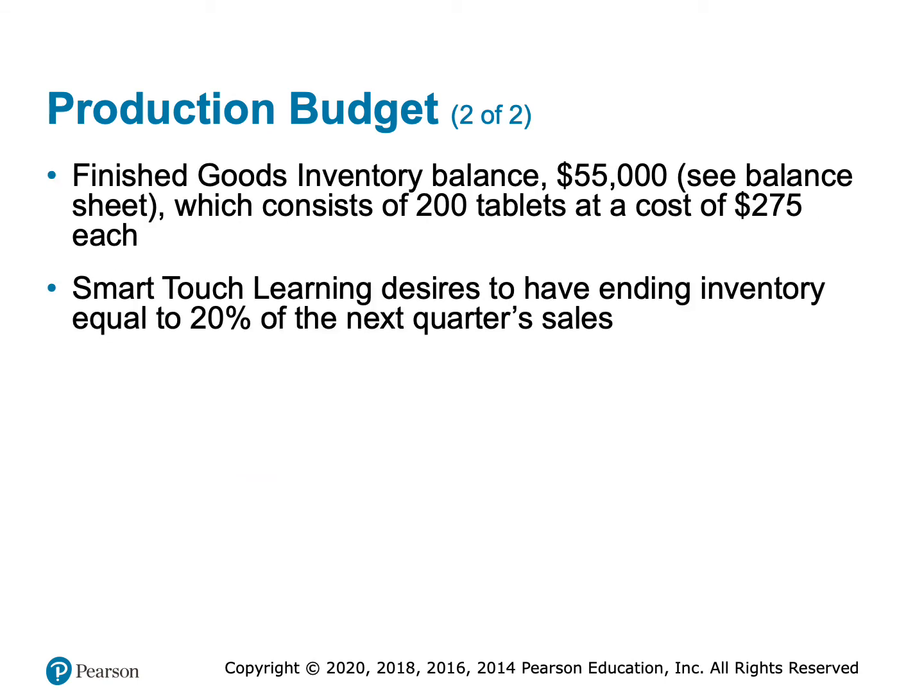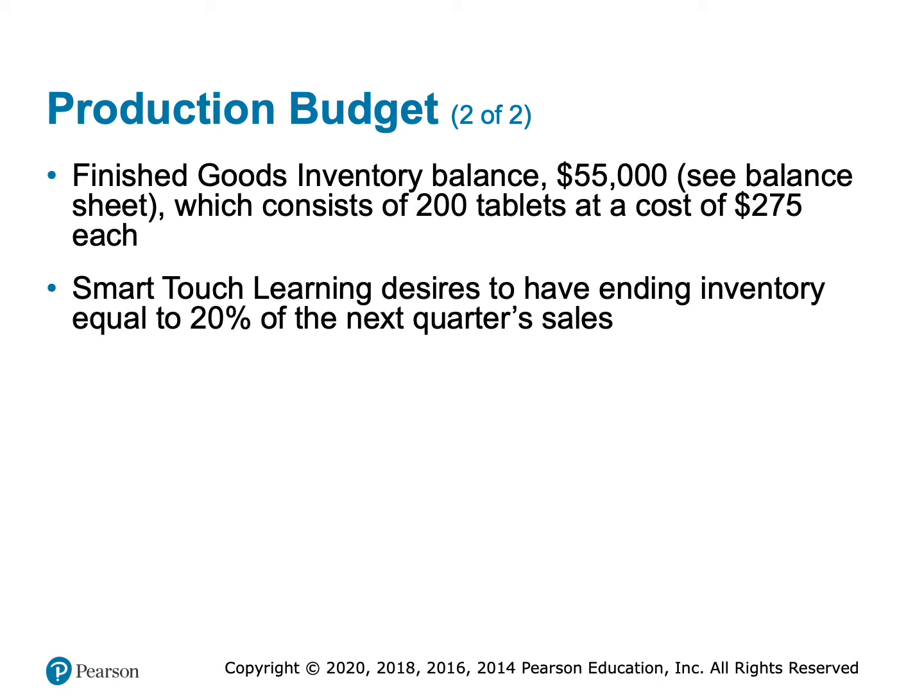So we're told that $55,000 of finished goods inventory, which comes from the balance sheet, if you flip that over and look at it, is 200 tablets at a cost of $275 each. So if you take 55,000, divide it by $275, so that was my cost of goods sold last year, $275, then I get 200 tablets. So I already have 200 tablets on hand.